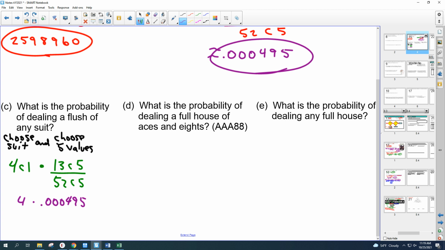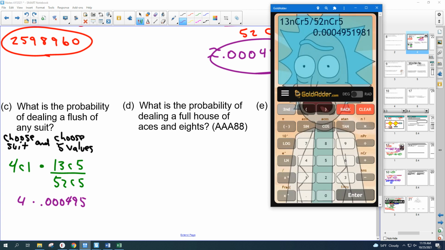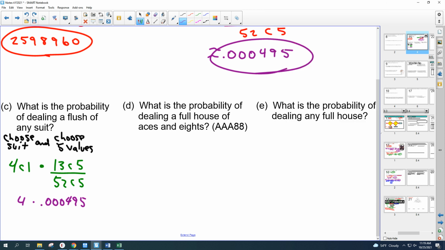0.00495. So I've got that number in my calculator. Just take it times 4. 0.00198.